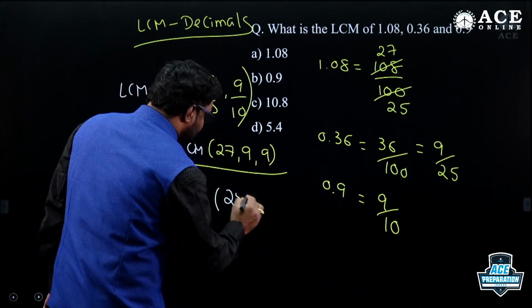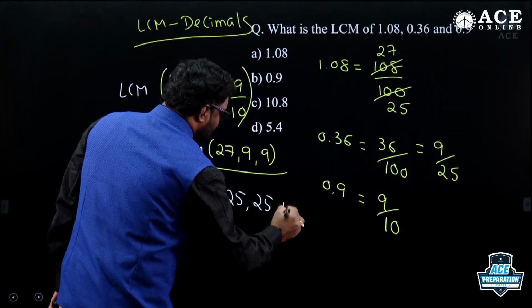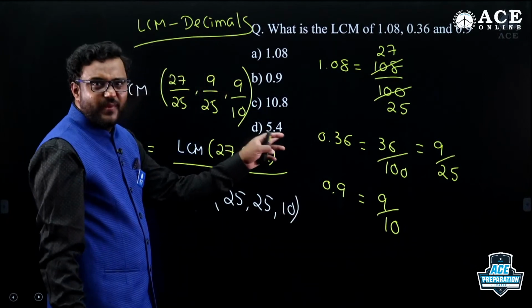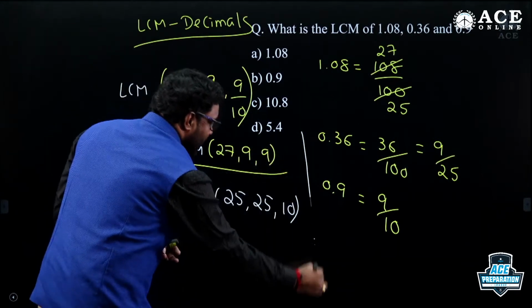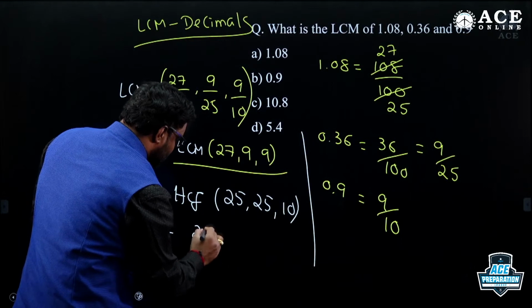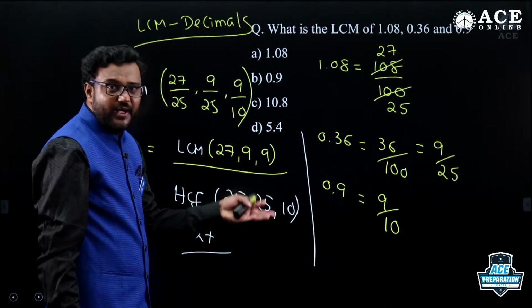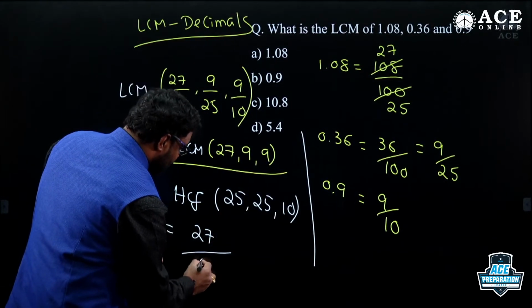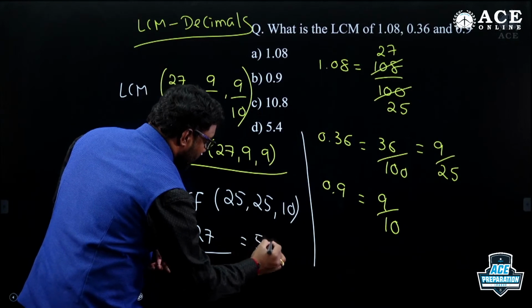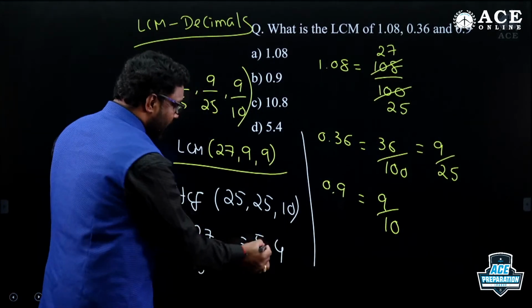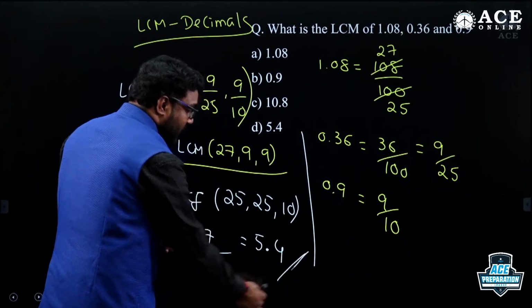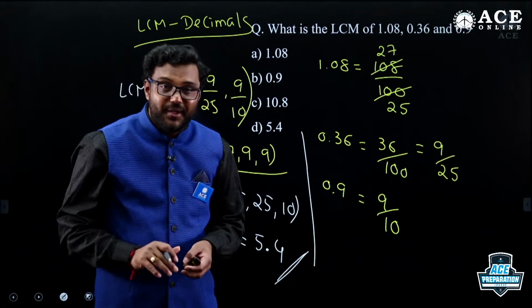Yeah, we have 25, 25 and 10. Now, 3 cube, 3 square, 3 square. 3 cube is the LCM, 27. If you do HCF of 25, 25 and 10, it is 5, right? So if you just do this, my dear friends, we get 5.4. This is the method, or else there is another one you can do.